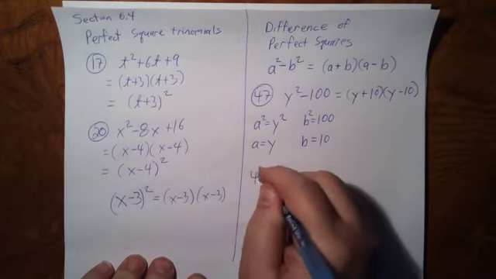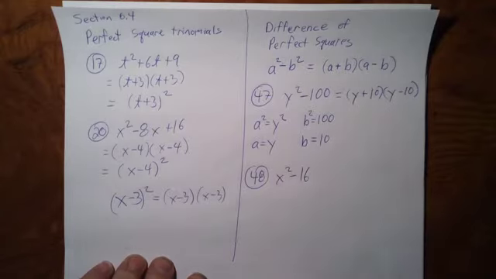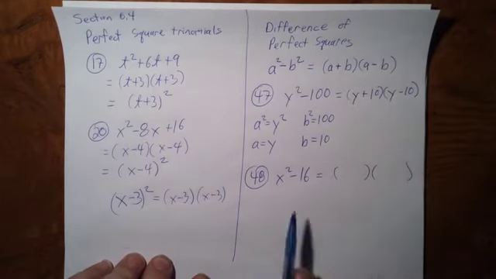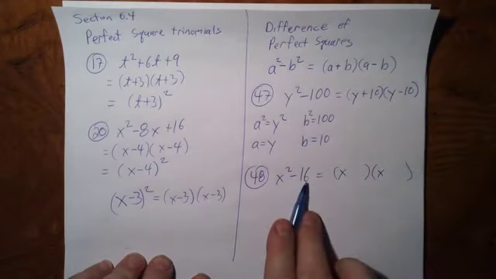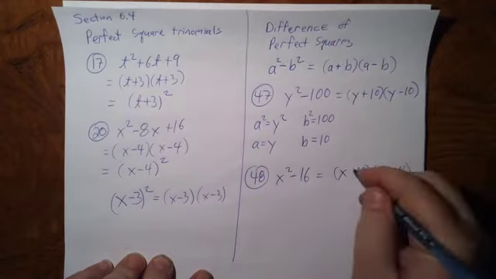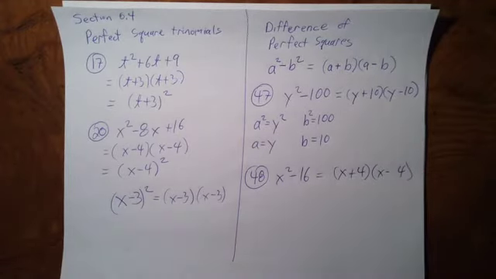Question 48. This is going to be x squared minus 16. Here, we'll just go straight for this without going through the whole formula. The square root of x squared is going to be x. The square root of 16 is going to be 4. And we put a plus and a minus sign there since we have the difference of perfect squares.